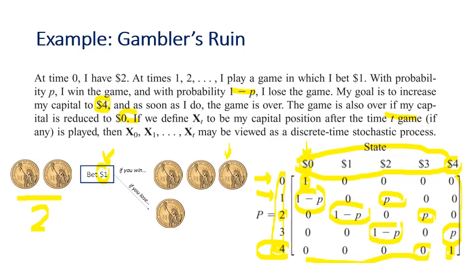So to read this matrix, this is your current condition, and then with some probability you will jump to the other state, or the other condition, in the next time step.